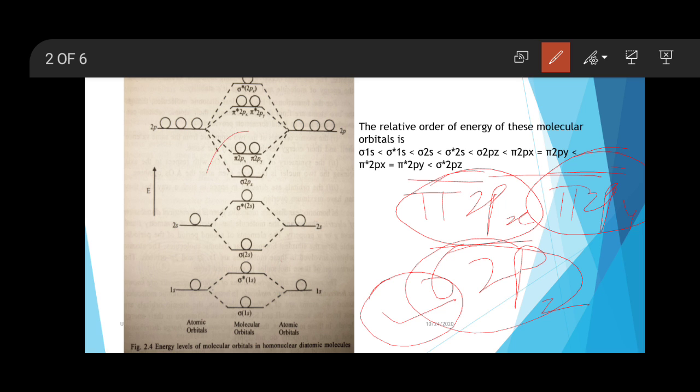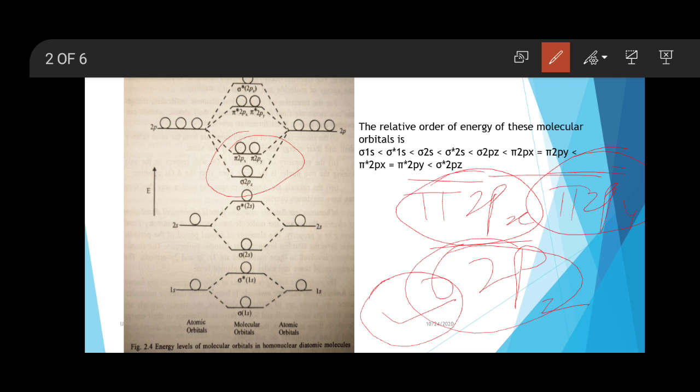So you can see the picture. If you take the mirror image of this, you will get the antibonding molecular orbitals. That is, pi star 2px and pi star 2py will be lower, and sigma star 2pz will be higher in energy in the MO diagram. So sigma star 2pz has the highest energy in the MO diagram, while sigma 1s has the lowest energy. So the relative order of energy of these molecular orbitals is shown like this.